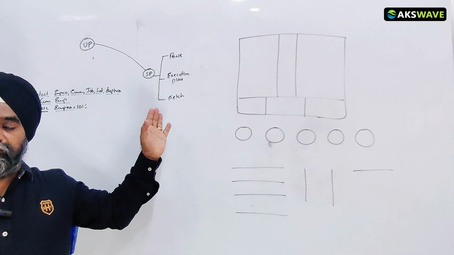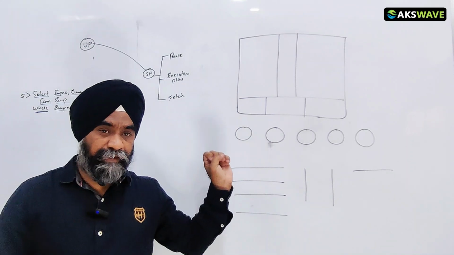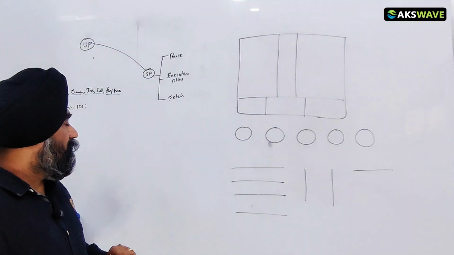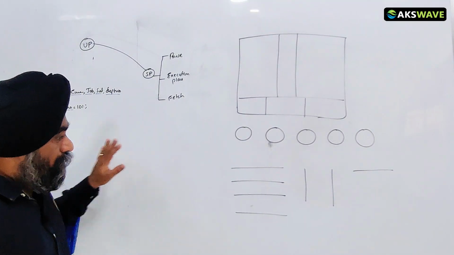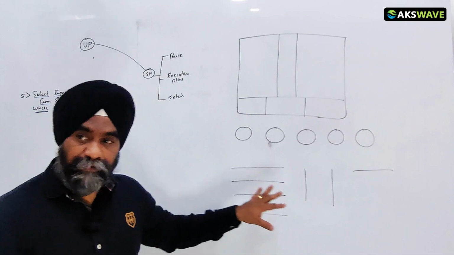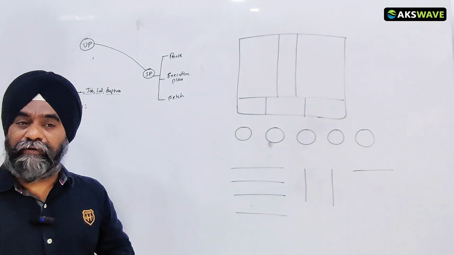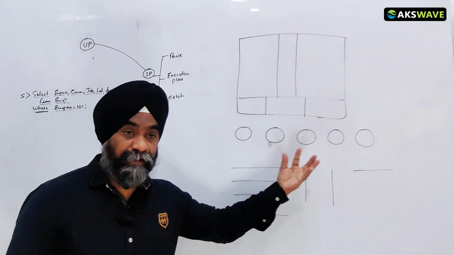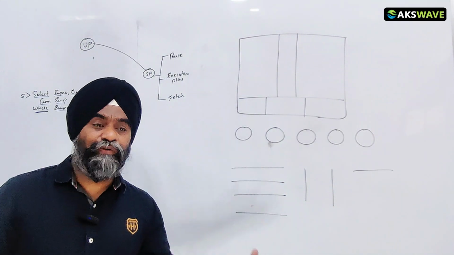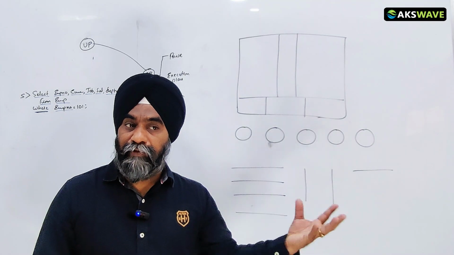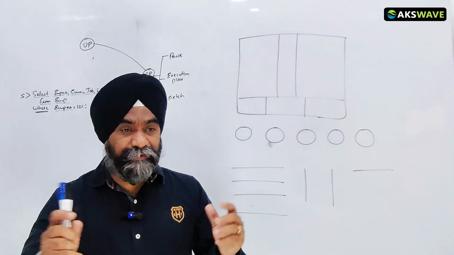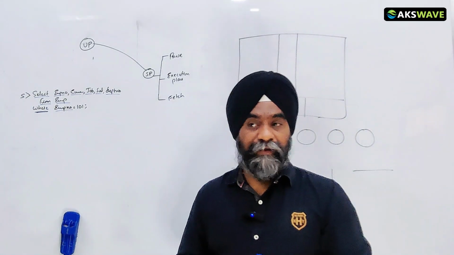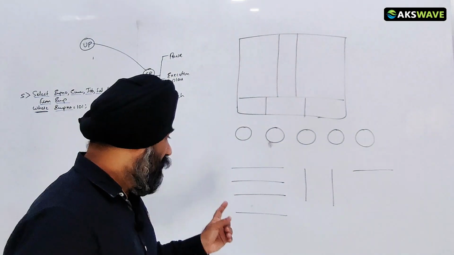Before we start with the execution plan, there are a few more things to understand. These are all files, data files. Where are they actually stored? On a disk, on a storage, on your hard disk. Correct? So on your hard disk they are stored.